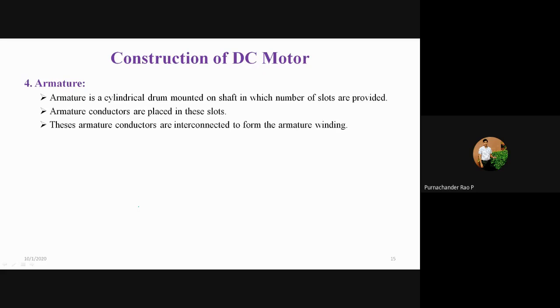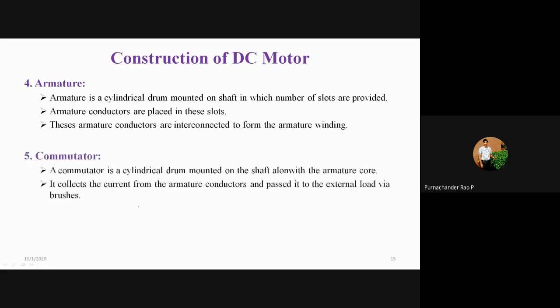The armature is a cylindrical drum mounted on a shaft, which has a number of slots. On these slots, we place armature conductors, and these armature conductors carry the current whenever they are excited. And the commutator is also a cylindrical drum, with the same construction as the armature, mounted on the shaft along with the armature core. It collects the current from the armature conductors and passes it to the external load via brushes.